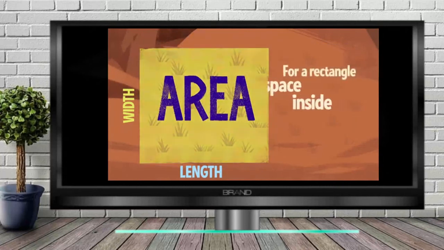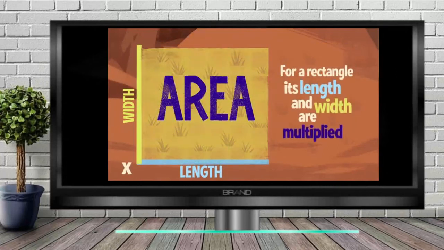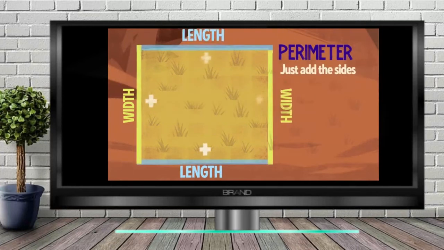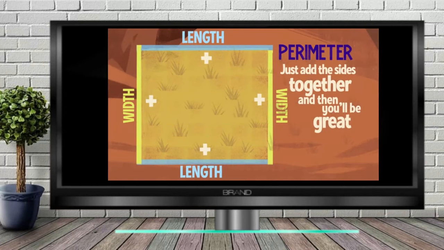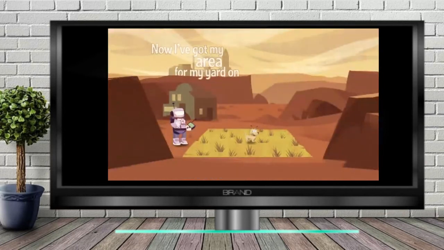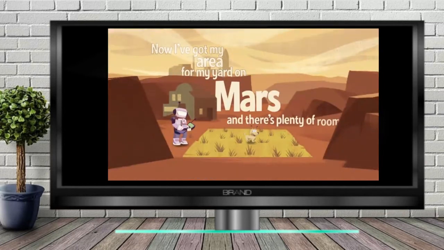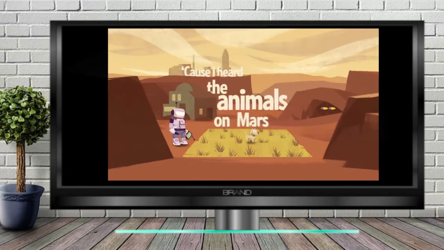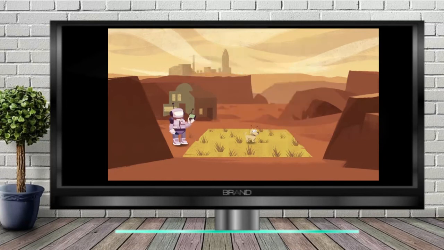That's the space inside. For a rectangle, its length and width are multiplied. And perimeter, the distance around a shape. Just add the sides together and then you'll be great. Now I've got my area for my yard on Mars, and there's plenty of room for Marvin to live large. But now I need a fence, cause I heard the animals on Mars could be intense.